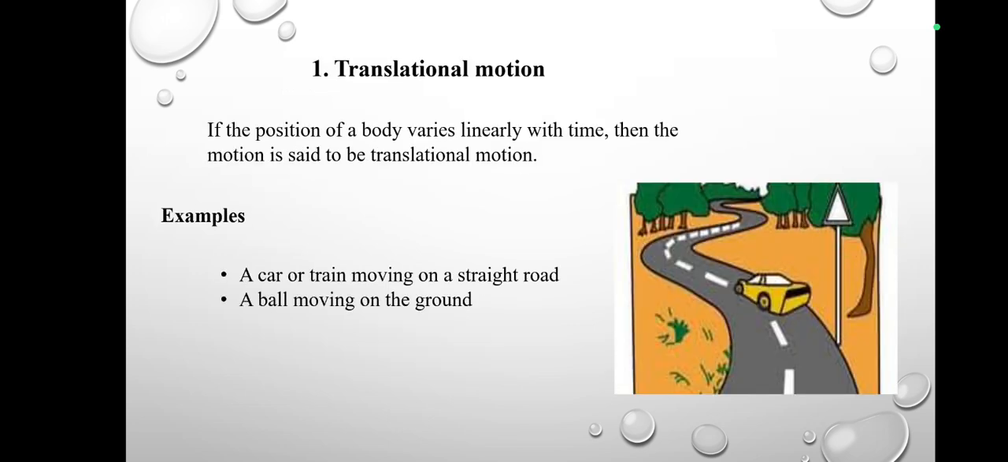The first one is translation motion. What is translation motion? We can see the picture. The car is moving on a straight road. If the position of the body varies linearly with time, then the motion is said to be translation motion. Examples: a car or train moving on a straight road, a ball moving on the ground. These are examples of translation motion.